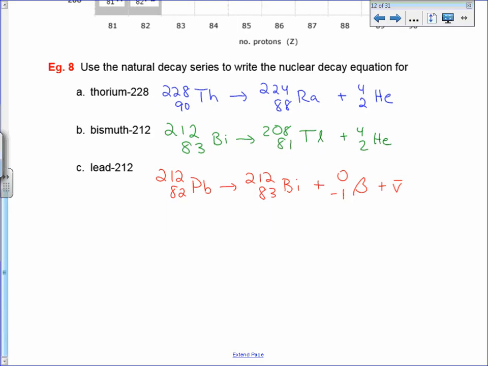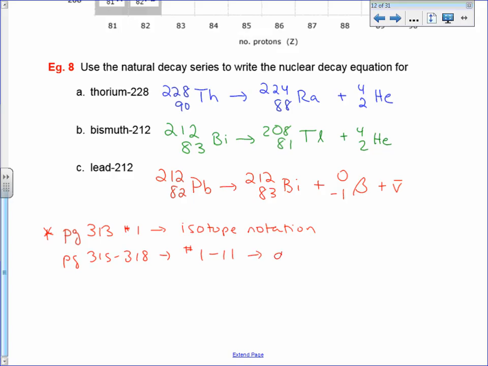Good. Okay, and that's the lesson, you guys. Now you can look at the rest of the questions under the radioactivity assignment from your outline. The one I assigned yesterday, page 313, number 1, is just isotope notation. Then page 315 to 318, numbers 1 to 11, that's decay.